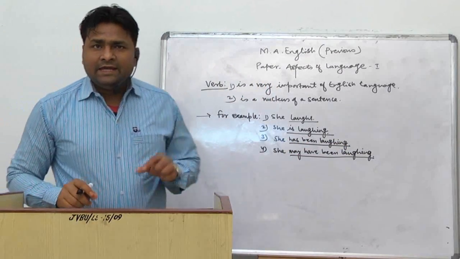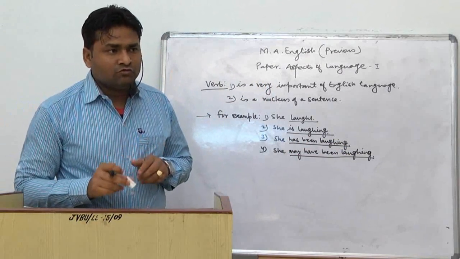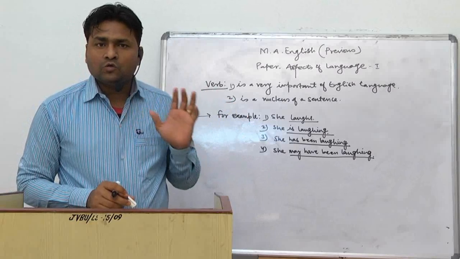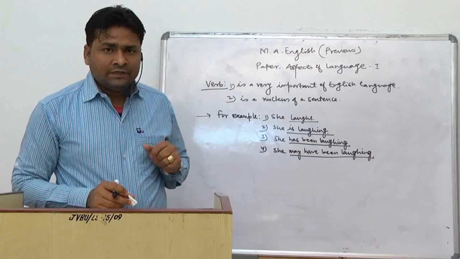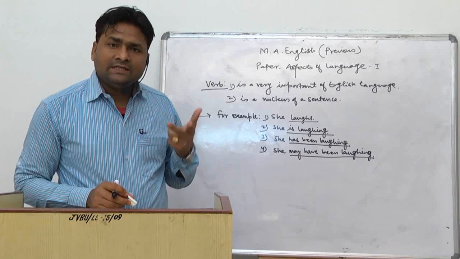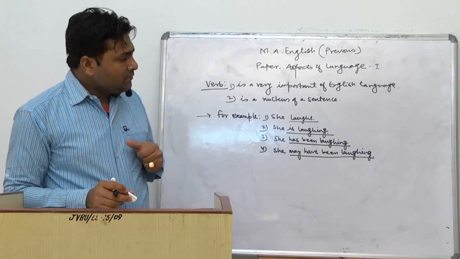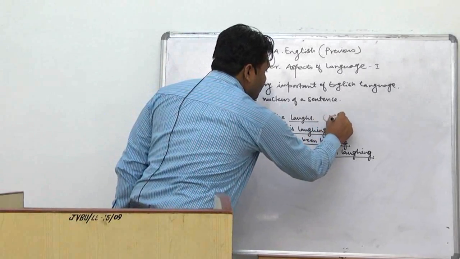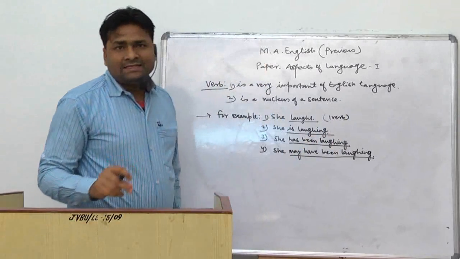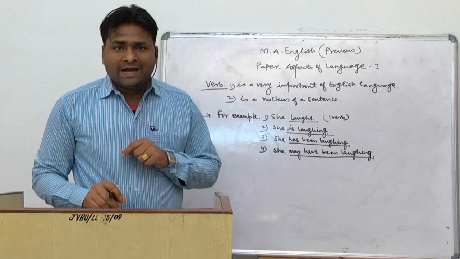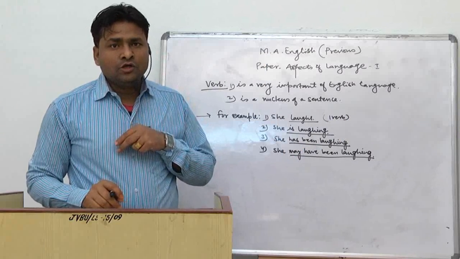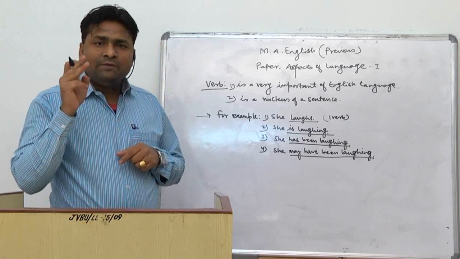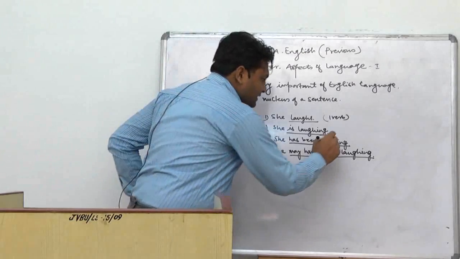Now you can very easily understand that we have used verbs, and how many verbs we have used in these four sentences is also quite clear. In sentence number one, that is she laughs, laughs is a verb. It means we have used only one verb in sentence number one. Whereas in sentence number two, that is she is laughing, we have used two verbs, is and laughing.